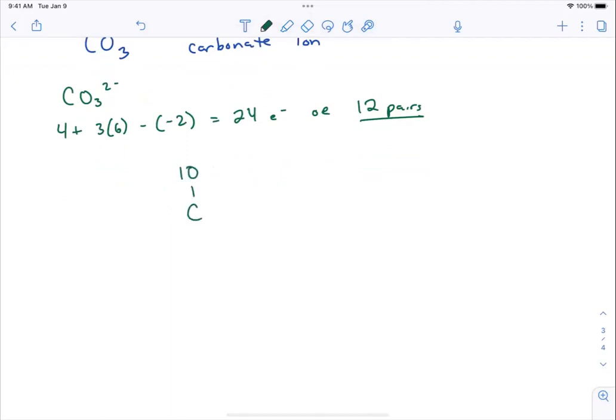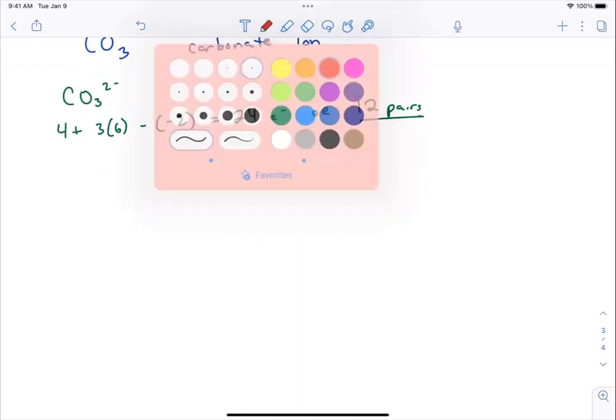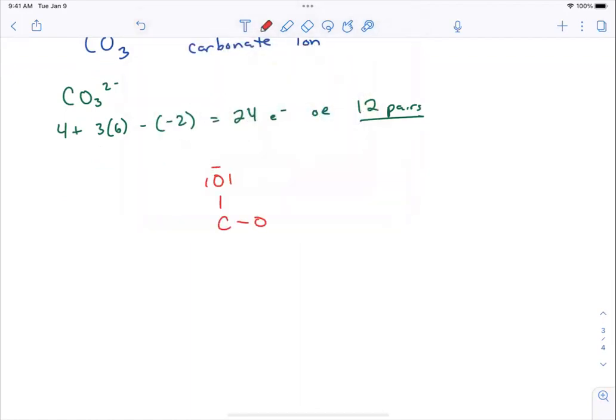We're going to draw our test structure out here. Let me try. So, carbon in the middle. Okay. And that's the theoretical. It's not right necessarily, but it's the theoretical. Now, how many pairs does this one have here? 13. Okay. So that means you have more pairs than you're supposed to have.